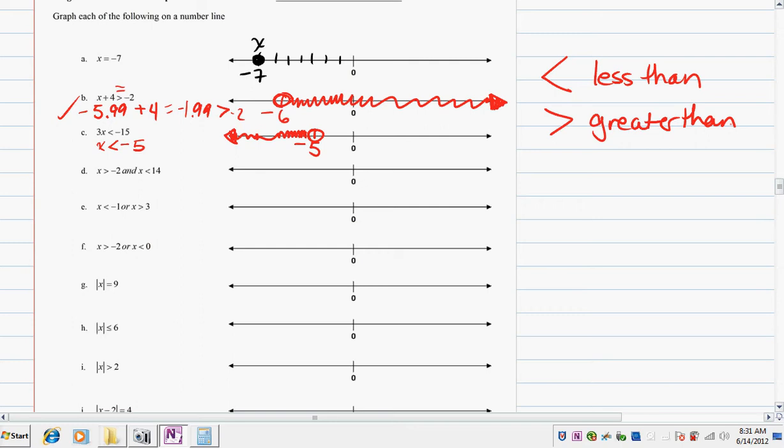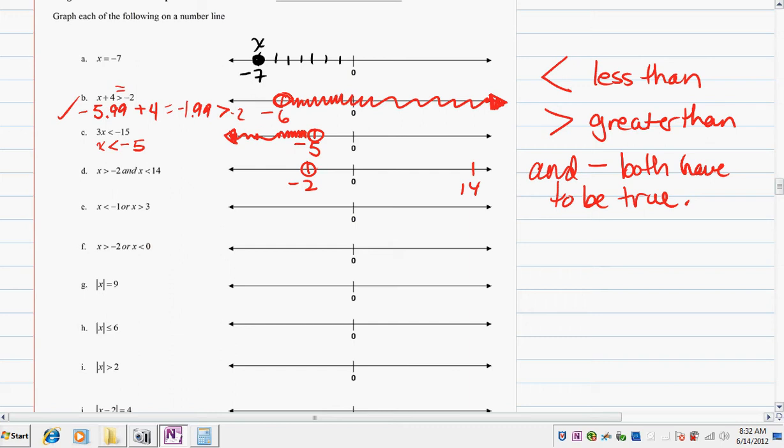In the next one, X is bigger than -2 and less than 14. So let's talk about and. And means both have to be true. So where's X? So let's graph these individually. So X is bigger than -2 and less than 14.